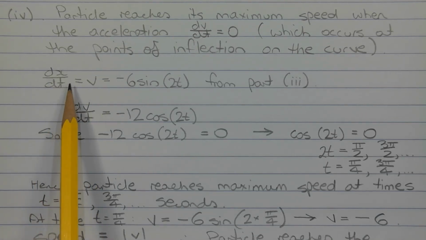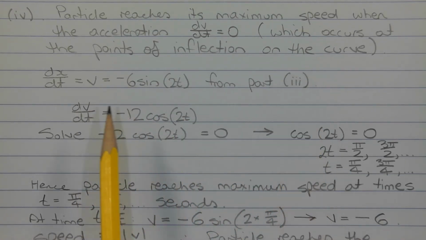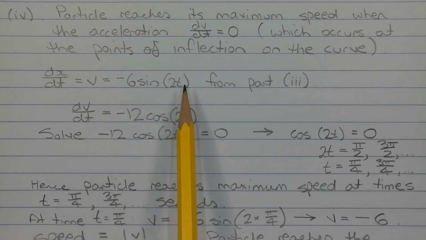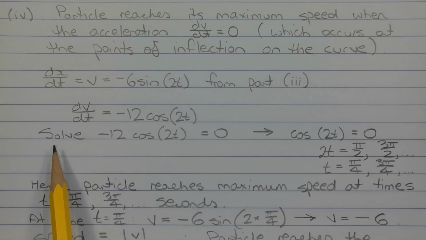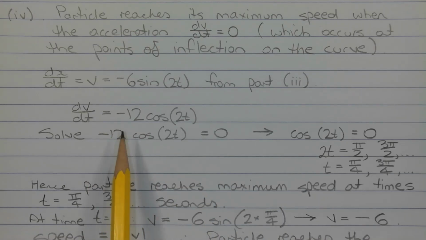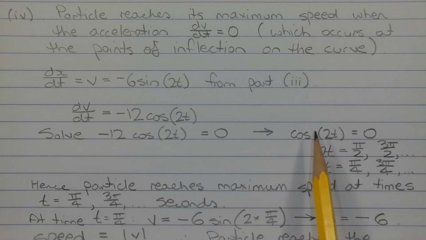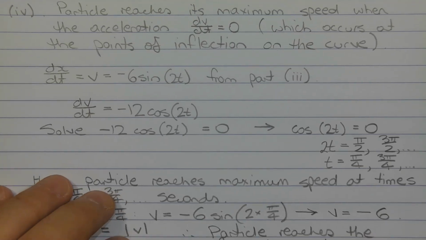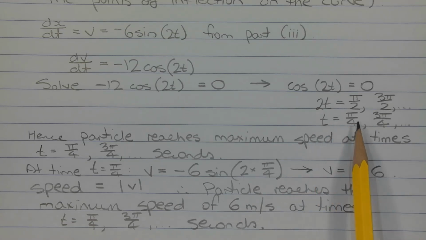Now dx/dt, which equals the velocity of the particle, v, equals -6 sine 2t, which we found in part 3. Differentiating v with respect to t, again using the chain rule, we get dv/dt is equal to -12 cos 2t. So we want to solve -12 cos 2t equals 0. Dividing both sides of the equation by -12, we get cos 2t equals 0. Isolating the 2t by taking the inverse cos of 0, we get 2t is equal to pi over 2, 3 pi over 2, and so on. And dividing all terms by 2 to isolate the t, we get t is equal to pi over 4, 3 pi over 4, and so on, as expected.